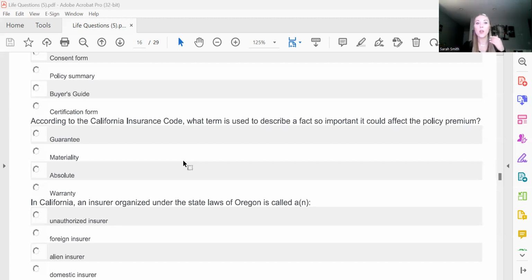So same thing with insurance. An example of a material fact would be if you had cancer in the last 10 years, or if you currently have diabetes, something like that that affects your health that could affect the policy premium must be disclosed. So that's material.